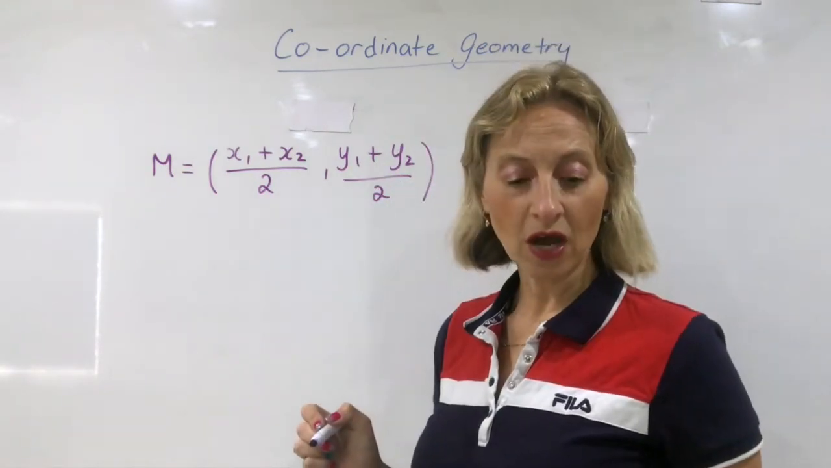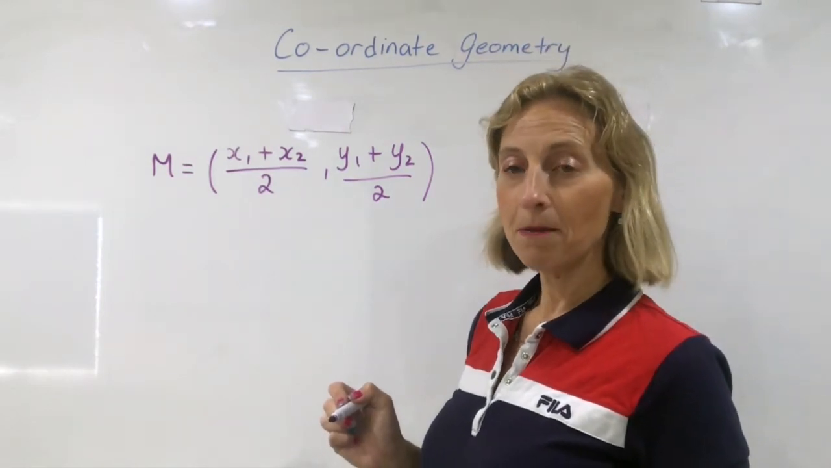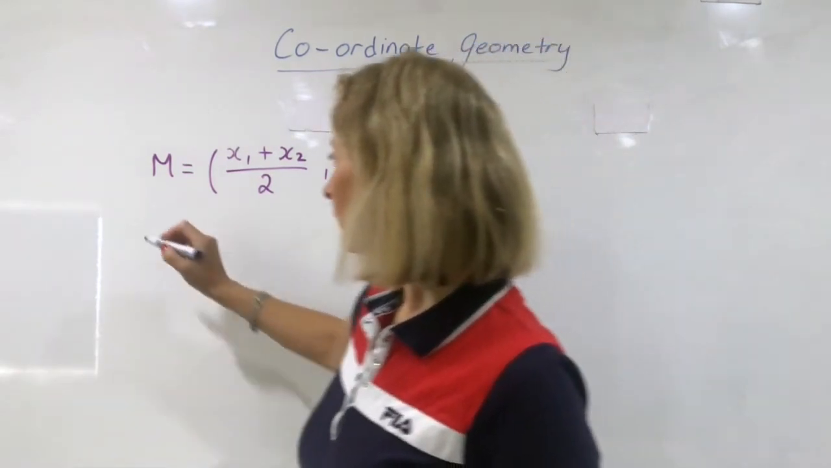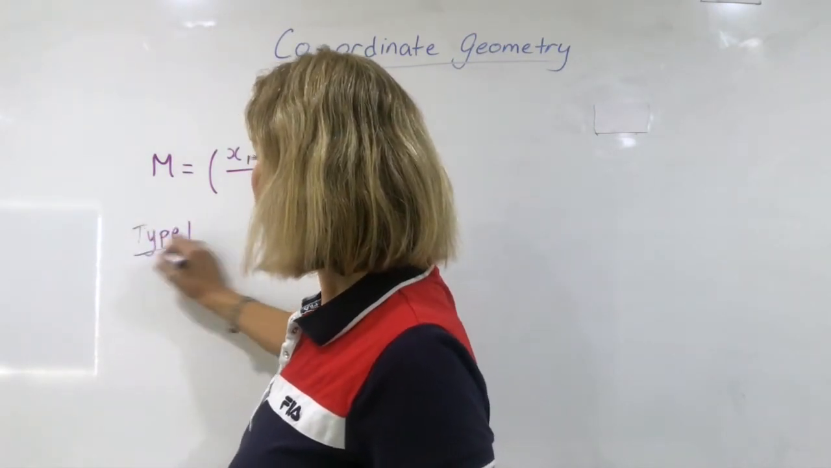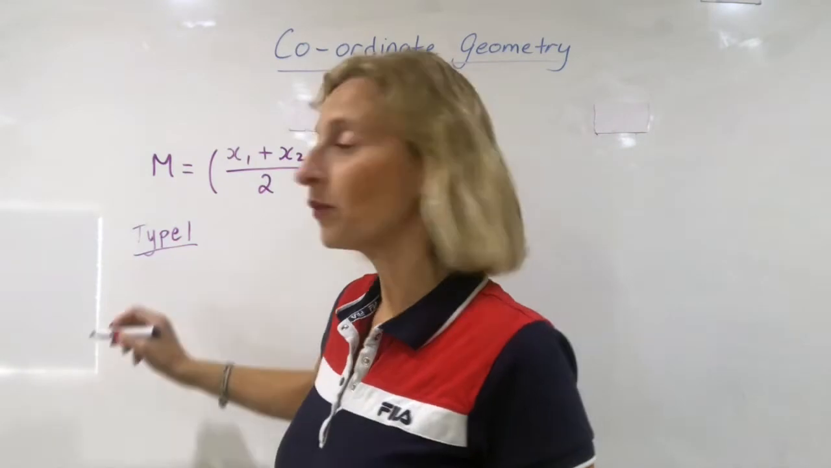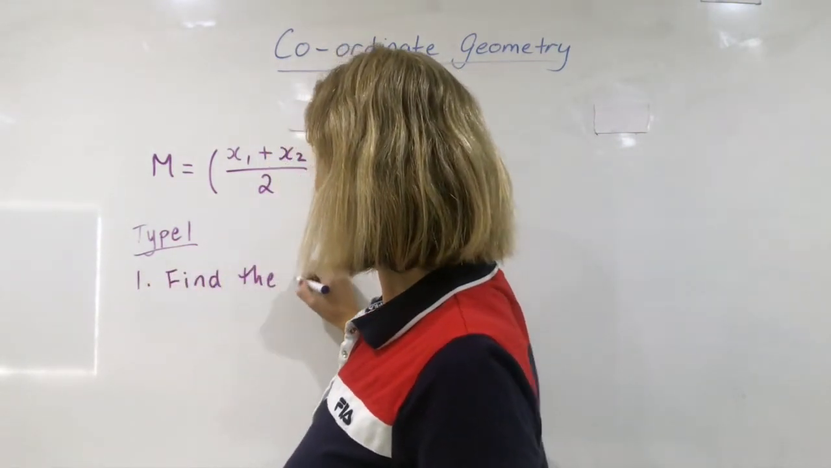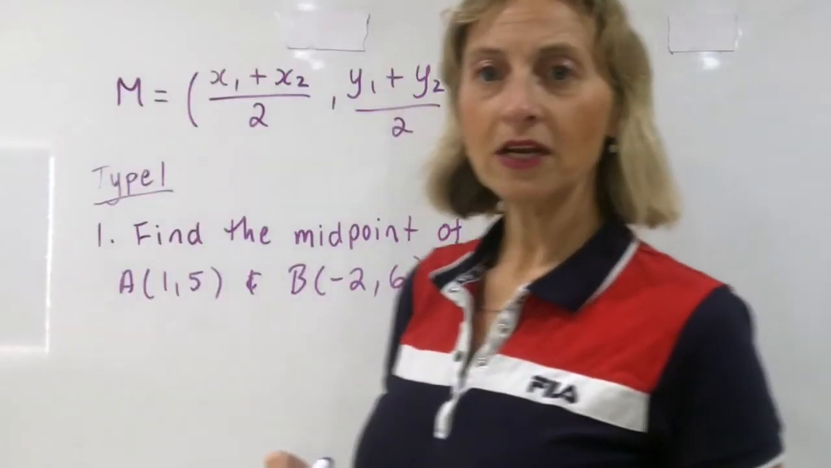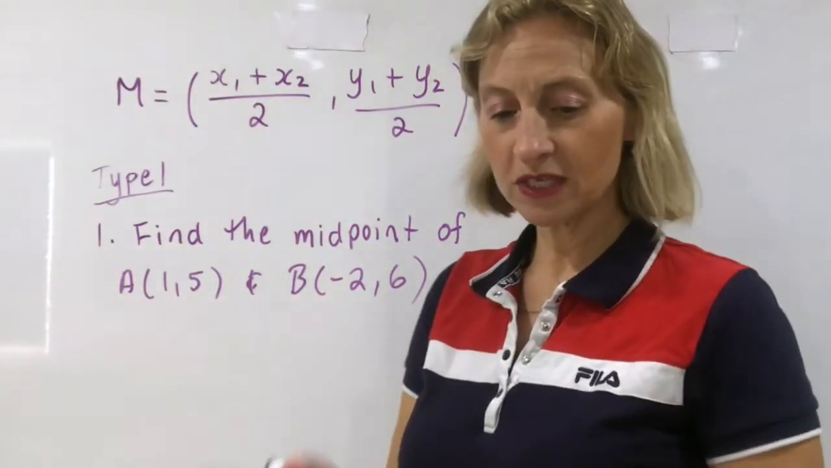There's only 2 styles of questions that you can really be asked. One is very basic and the other is a little bit more tricky. So let's have a look. Type 1 will just be find the midpoint of 2 points. So let's say we have the points A, 1, 5 and B, negative 2, 6.